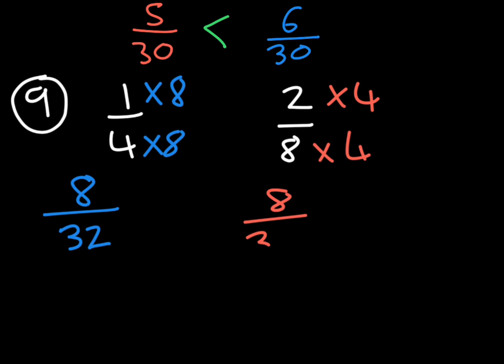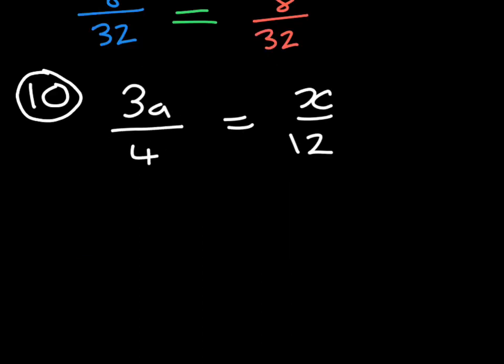Now our denominators are the same, we can compare numerators, and 8 equals 8, right? It's the same number. Therefore, 1 over 4, or rather a quarter, is equal to 2/8, right? These two fractions are equal to each other, they are equivalent.